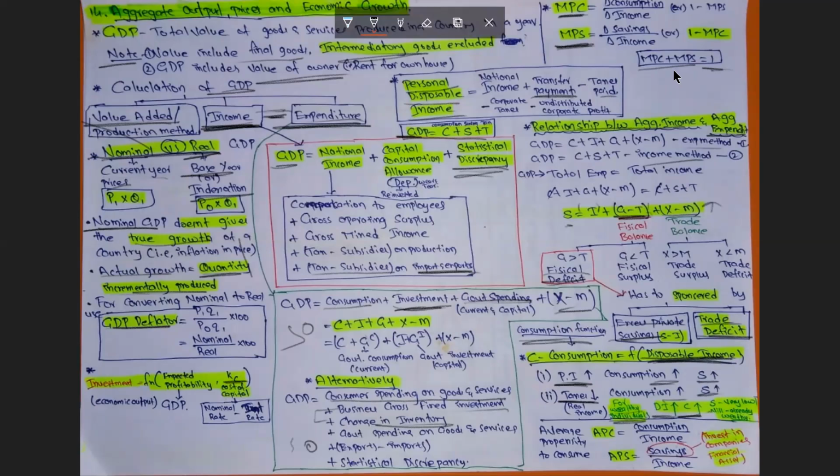So average propensity to consume is what people are averagely consuming and saving, and whatever savings we make is invested in financial assets.